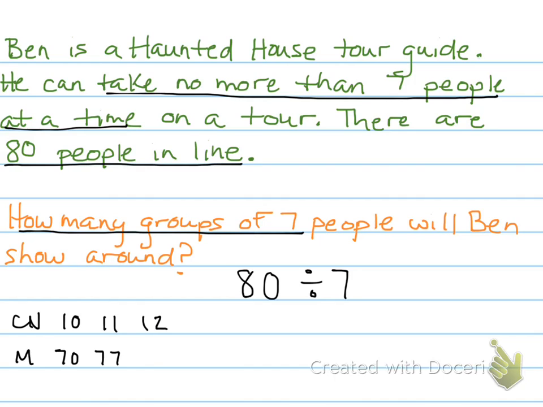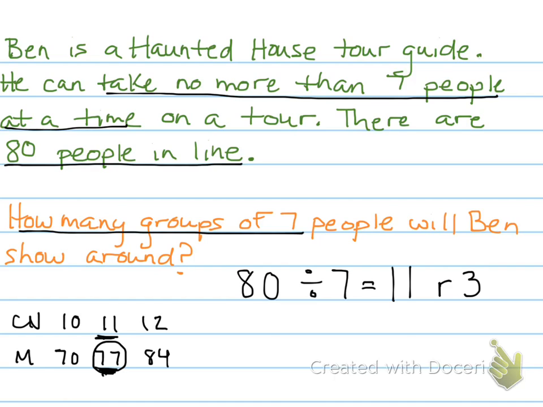12 times 7 is 84. There we go. Now, which one is closest to 80 without going over? 77. So my quotient's going to be 11, right? How do I get from 77 to 80? Well, there'd be a remainder of 3, right? To get from 77 to 80, I add 3 more. So my quotient is 11 and my remainder is 3.